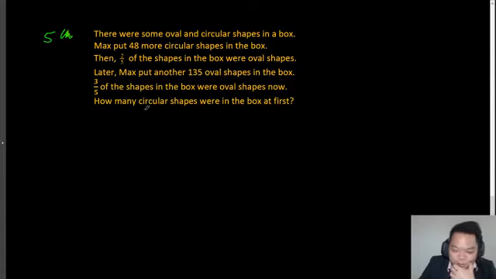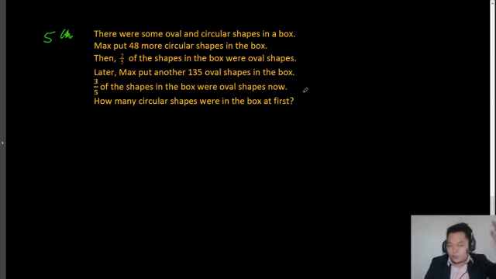Okay, there were some oval and circular shapes in the box. Max put 48 more circular shapes in the box. Then, 2/5 of the shapes in the box were oval shapes. Later, Max put in another 135 oval shapes into the box. 3/5 of the shapes in the box were oval shapes now. So how many circular shapes were there in the box at first?